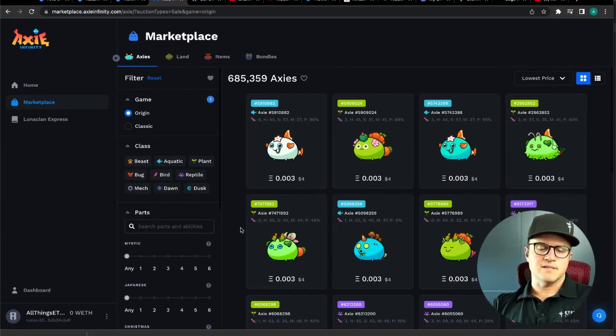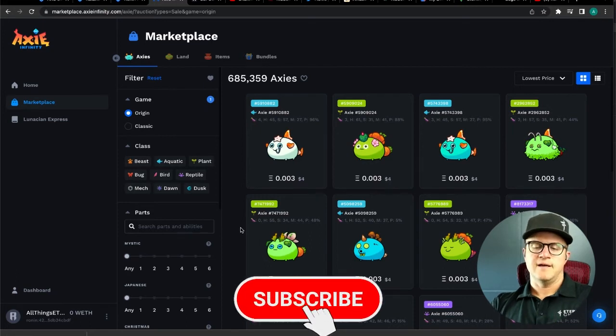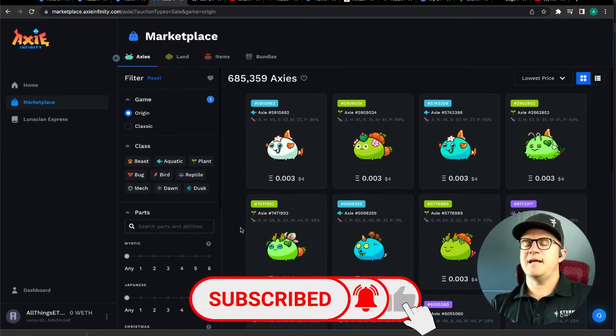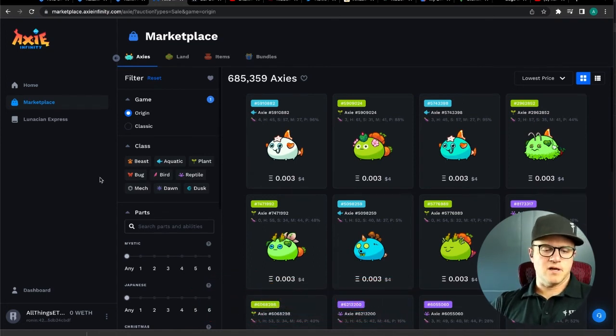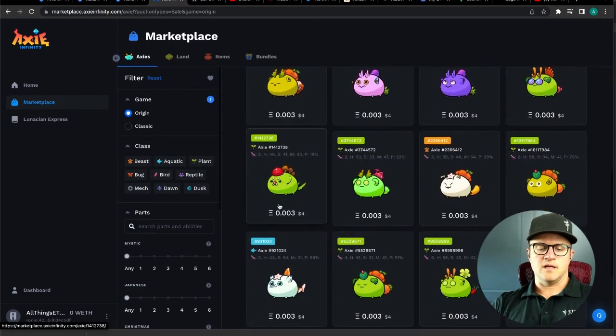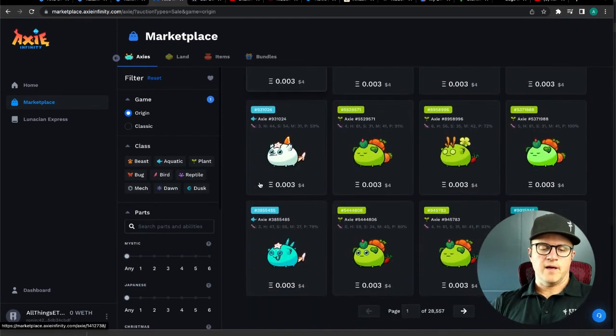But I'd really love to see, obviously like to see Axie prices go back up. We'll see what happens there. I'm bullish on the NFTs as Origin gets more popularity, but we will see what happens, guys. Origin's super fun to play.